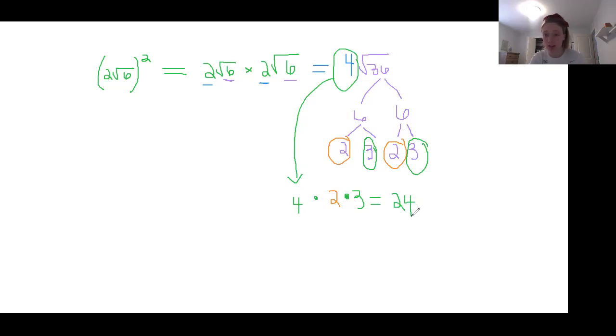So on this one, it actually comes out nicely, okay? So you could have put that one in your calculator and you would have just got 24 to start with, but we didn't know that, so we worked it through and we got a whole number.